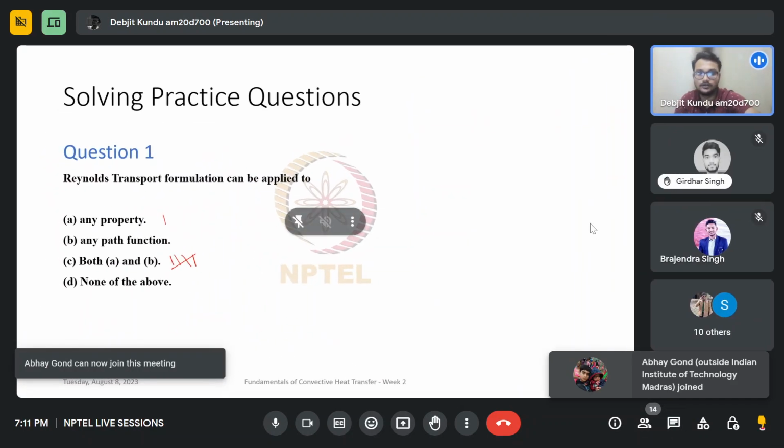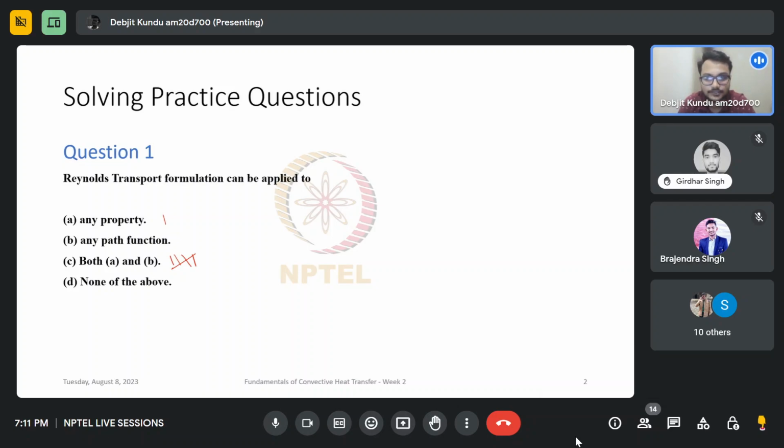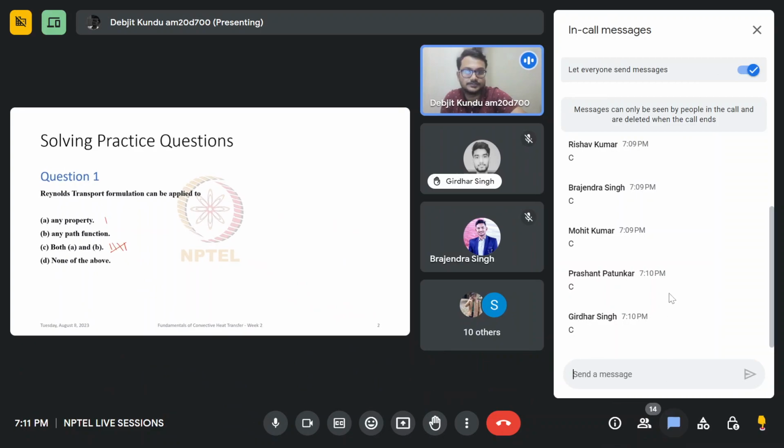So question number 1 of today's session is: Reynolds transport formulation can be applied to what? Is it option A, any property? Option B, any path function? Option C, both A and B? Or option D, none of the above? Once you have figured out the correct answer, you can type it in the chat box or you can unmute and answer. And if you have any doubt regarding the question, you can ask away. No need to hesitate. Are we getting any more responses?